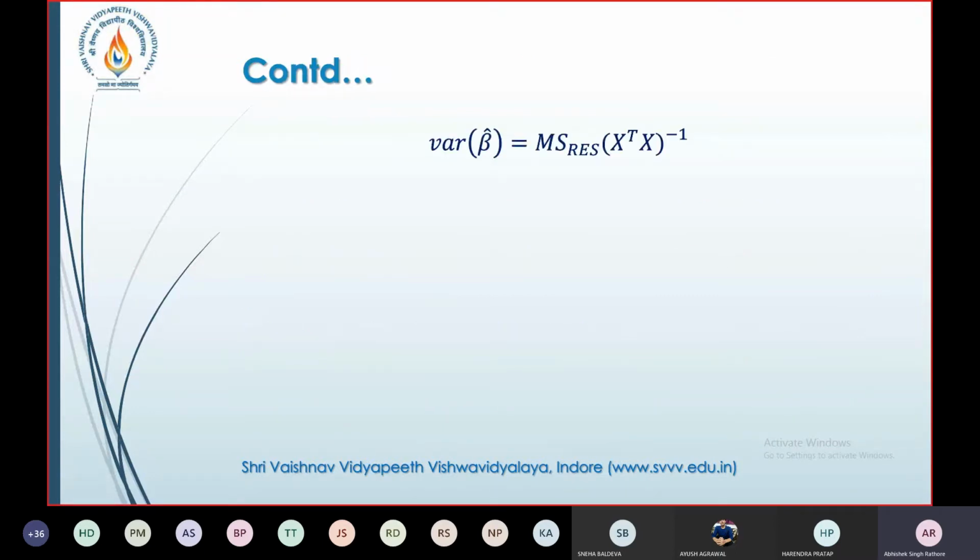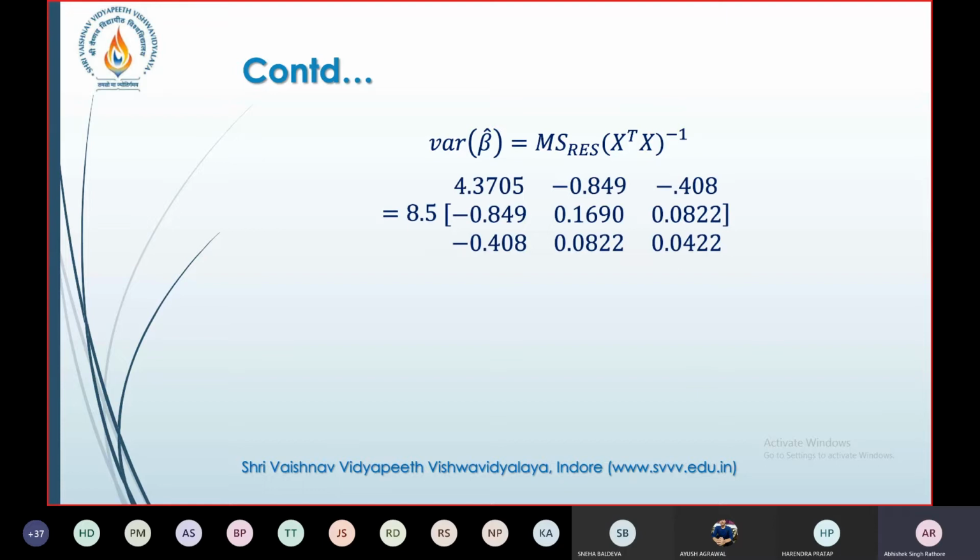So what it means is that the variance of beta naught is equal to the MS residual times (X transpose X) inverse. So my variance is equal to my MS residual. We had calculated the MS residual, this is 8.5. Then this is (X transpose X) inverse. So I am just calculating the 2 2 value. So I'll take my 2 2 value over here. So this is my 2 2 value available here.